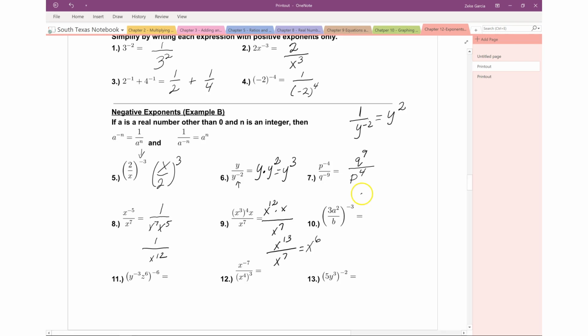For number 10, we have a negative 3 as an exponent. So we're going to go ahead and find the reciprocal of this expression. So we have b divided by 3a squared, and we're raising this to the third power. Therefore, we can separate this. We can say b to the third power divided by 3 to the third power. And we have a to the second raised to the third. So that's a to the 6th.